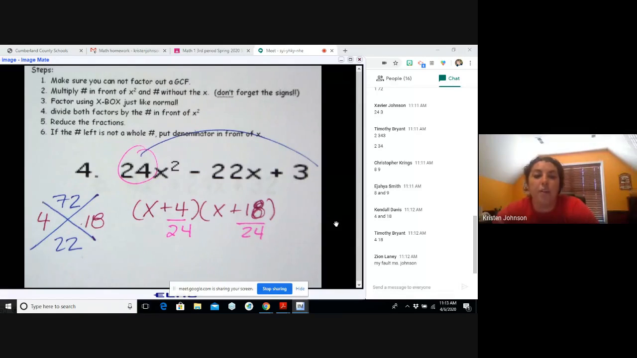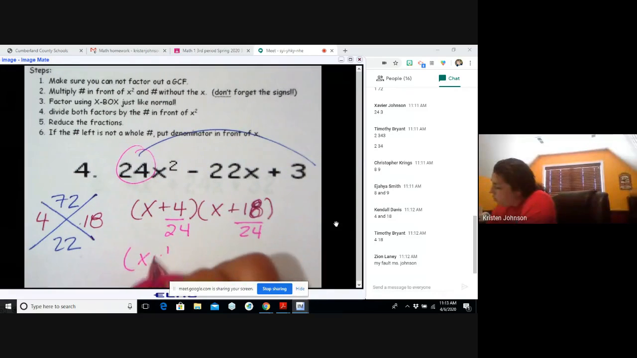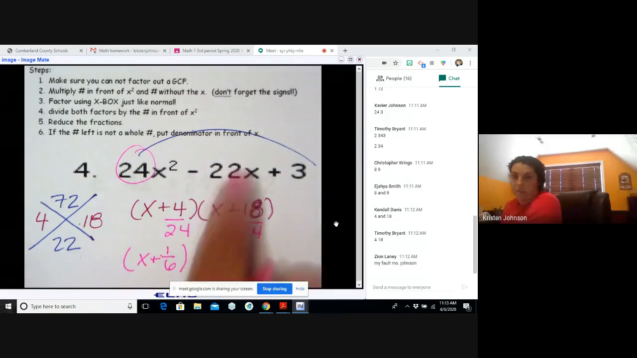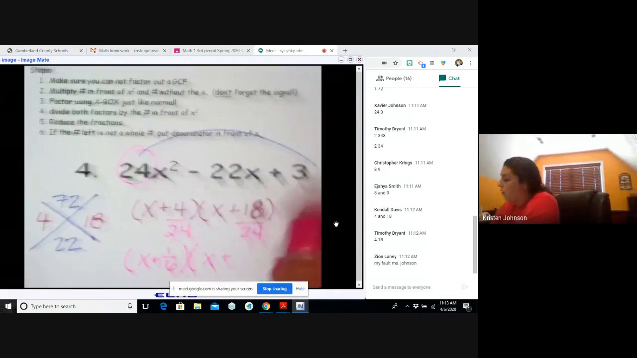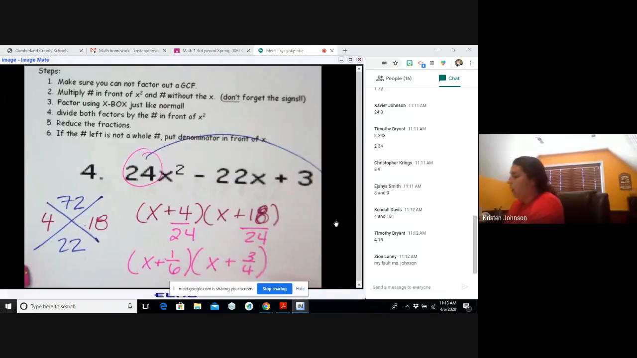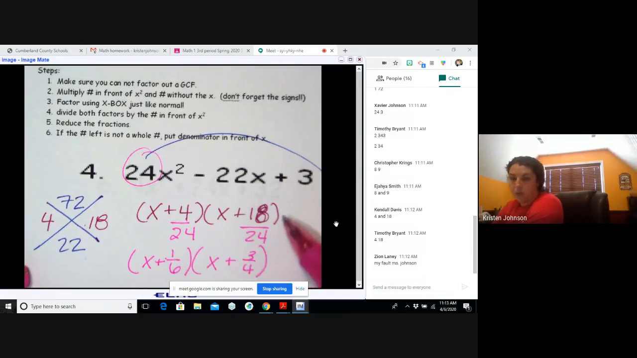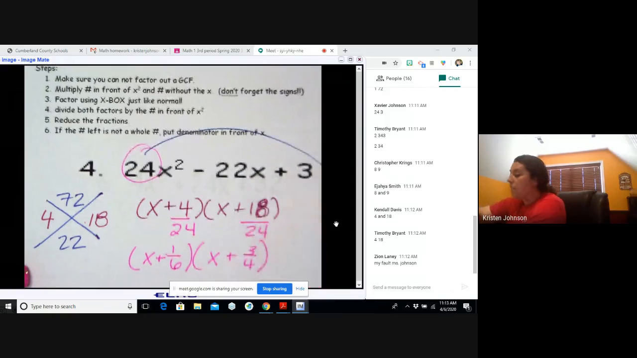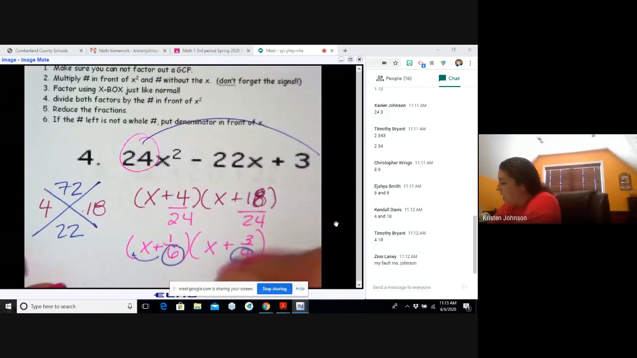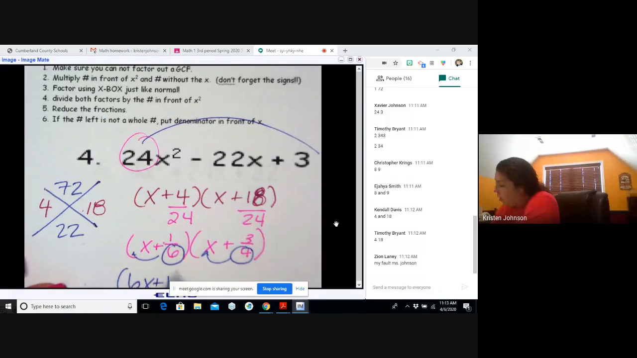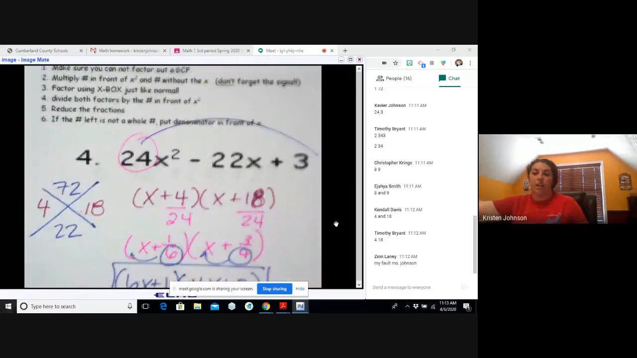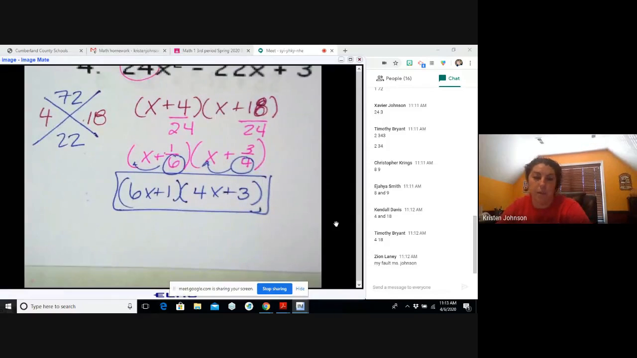They don't go evenly, but they do reduce. So 4 over 24 reduces down for us to 1 over 6. And 18 over 24 reduces down to us to 3 over 4. Okay, so basically 4 went into 4 one time, 4 went into 24 6 times. I'm sorry, 6 went into 18 3 times, and 6 went into 24 4 times. So this time you have to bottoms up both numbers. So 6x plus 1 and 4x plus 3. That's as hard as it's going to get, y'all, is if you have to simplify your fractions and bottoms up.